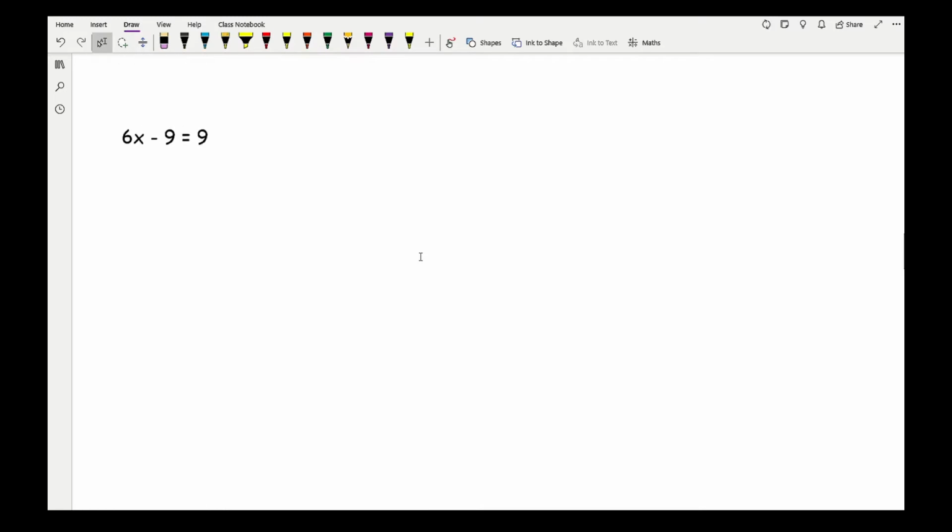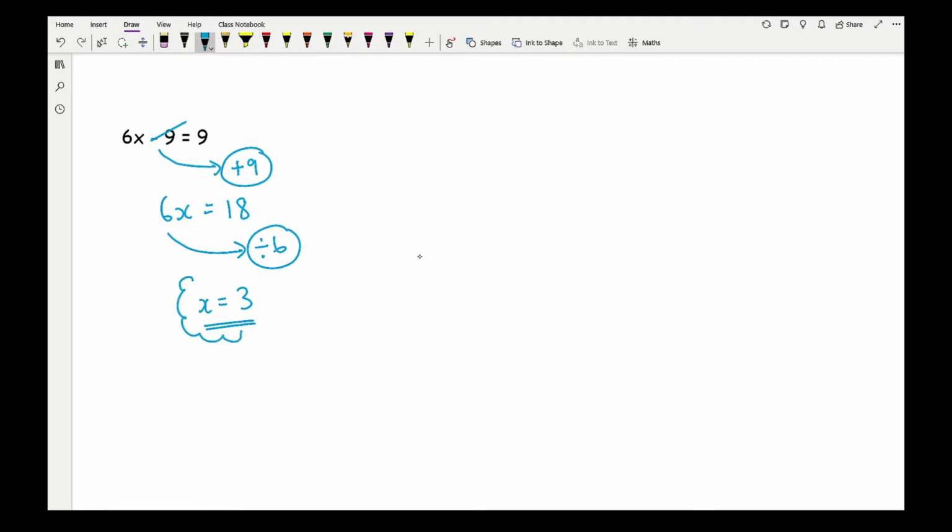And then moving on to this next question. Again, I want to get rid of minus 9. So I add 9, and then I've got 6x, and that disappears. So then 6x equals 9 plus 9, which is 18. I then take this to the other side by dividing by 6, because I'm always doing the opposites, and 6x means 6 times x. So then x equals 18 divided by 6, which is 3. And there is my final answer. And like I said, your final answer should always generally be the letter equals a number.